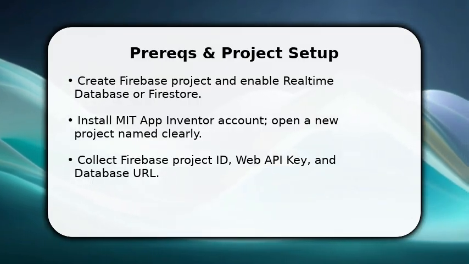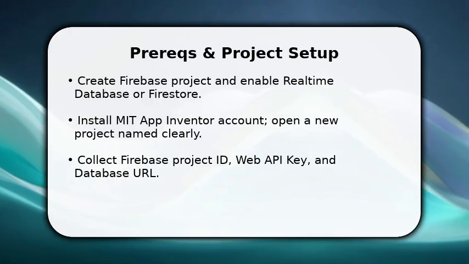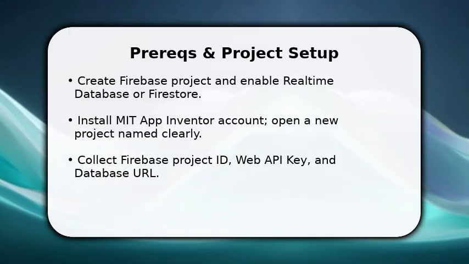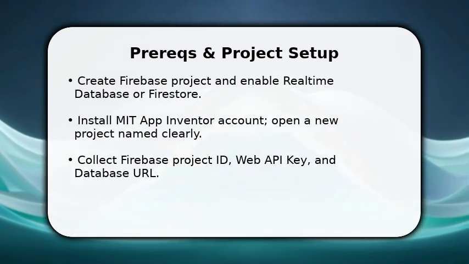In App Inventor, open a new project and add the web component and any UI: labels, text boxes, buttons. Make sure your Firebase rules allow read/write for initial testing, then tighten security later.